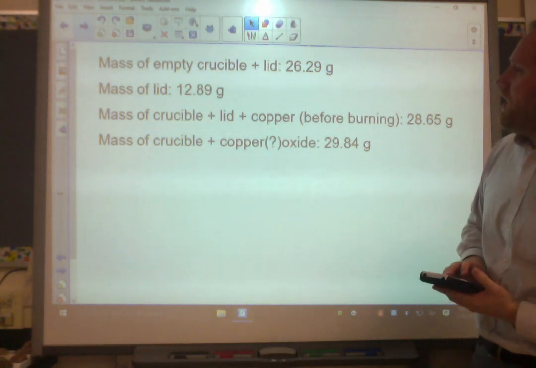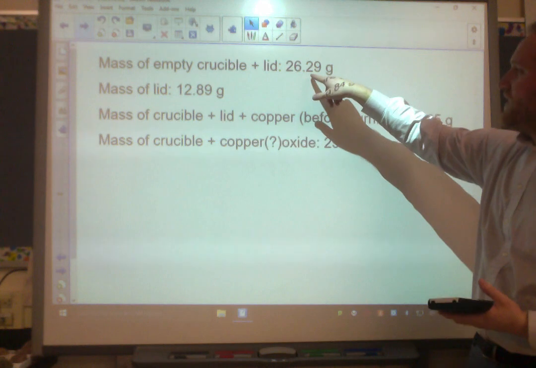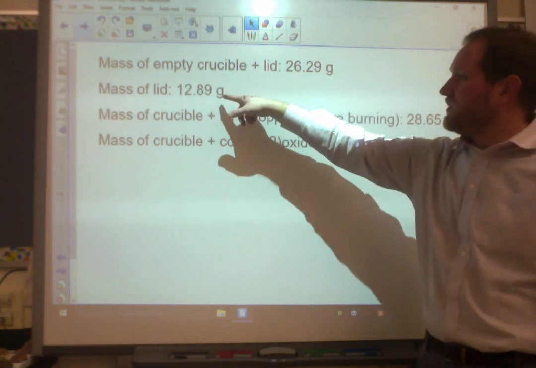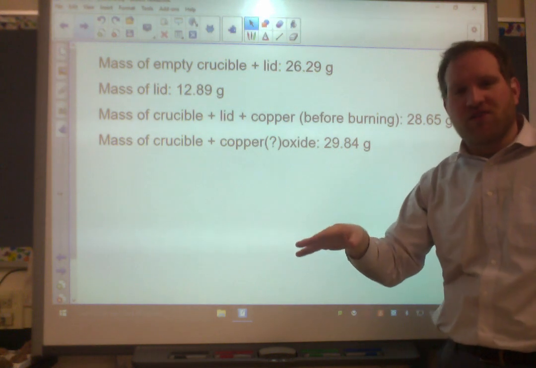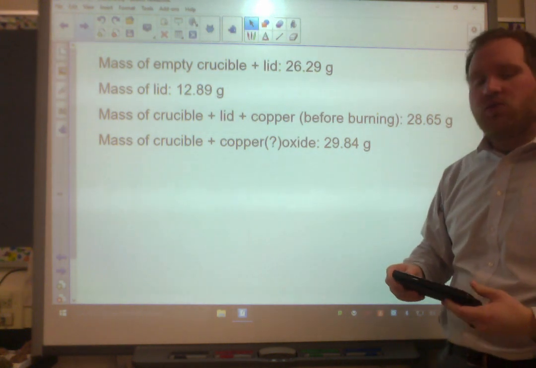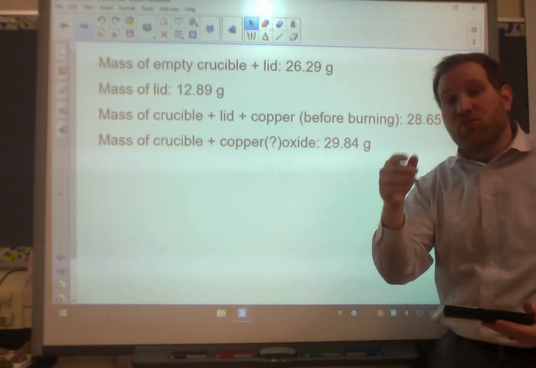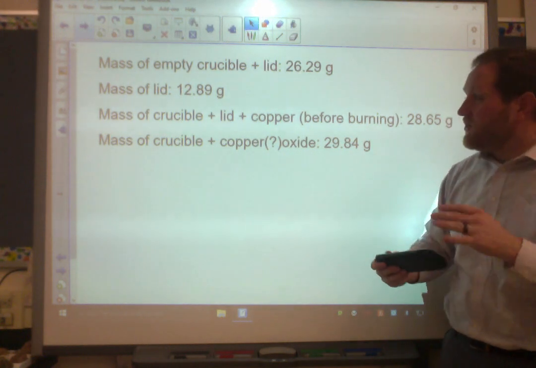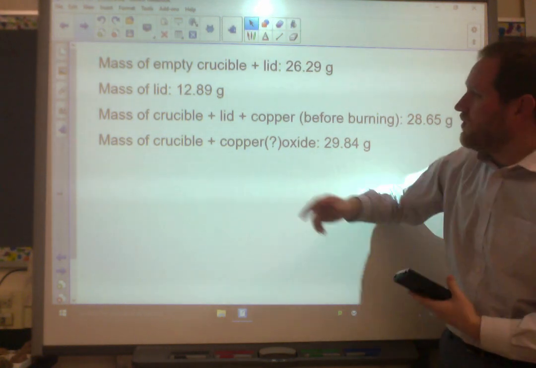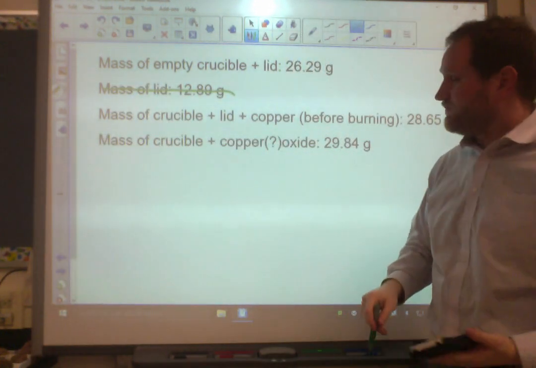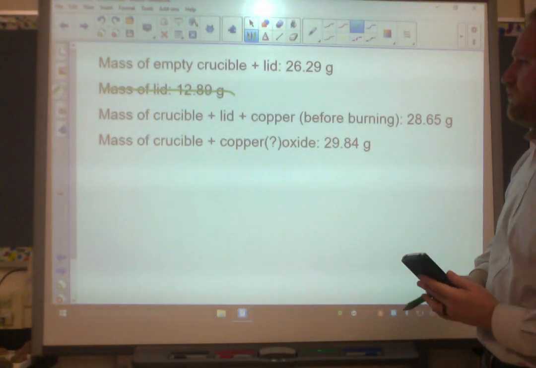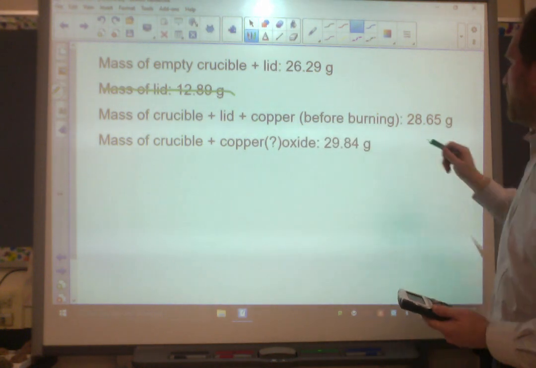But anyway, let's say the mass of the empty crucible was 26.29 grams, and the mass of the lid was this. I can't remember if I mentioned this or not, but you only find the mass of the lid so that if the lid breaks in the middle of the lab, you don't need to restart from scratch. So in this case, this is extra information that we don't actually need. Mass of crucible plus lid plus copper before burning.